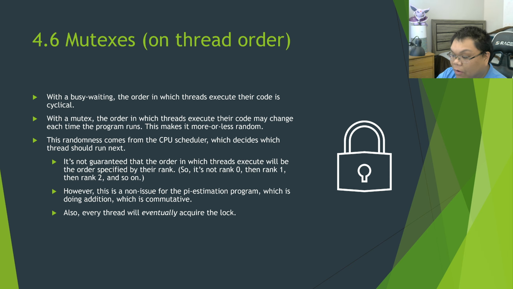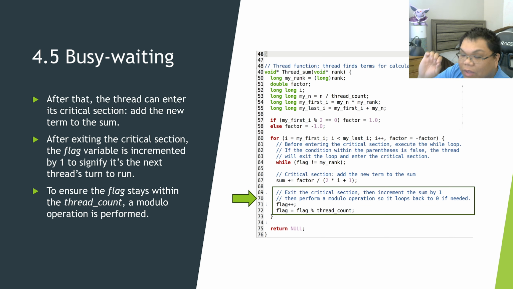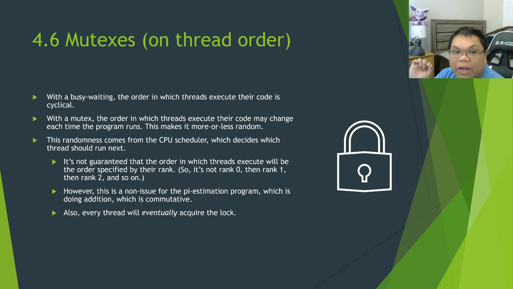With our busy waiting that we implemented earlier, because we increment the flag, we have a cyclical nature in which threads are executing. So it's always going to be the next thread in order, and then it loops back to 0 when it reaches the last thread. So with busy waiting, the order in which threads execute their code is cyclical. With a mutex, the order in which threads execute their code may change each time the program runs. This adds randomness that we might not want with our program.